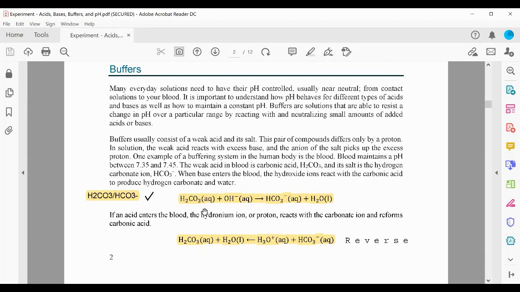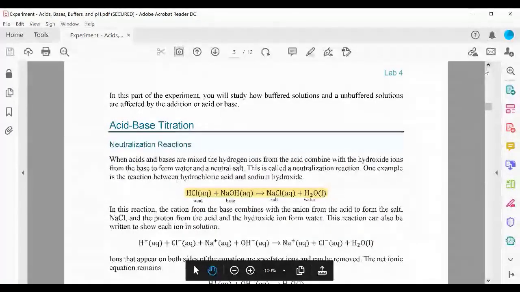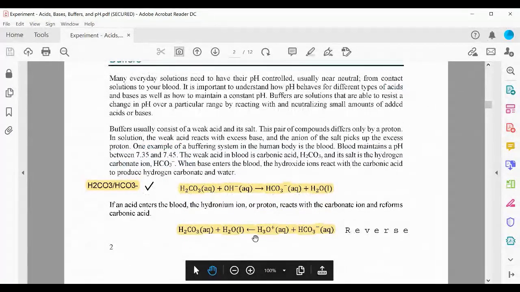And here, if we add a base, the acid part is going to react with the base. If you add an acid, the base is going to react. And that's the way they function. So here, it forms more base. You are adding a base, and the acid is making more conjugate base. And then what happens? You have these two, the carbonic acid and the bicarbonate.